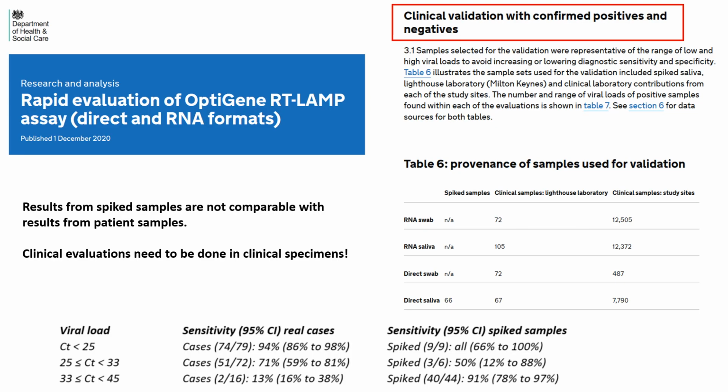So going back quickly to this Optogene report, we saw for that report that they actually titled this section as clinical validation with confirmed positives and negatives, and this is a stage of study which is being used frequently for test evaluations, and it's moving into clinical validation, but it has some problems.